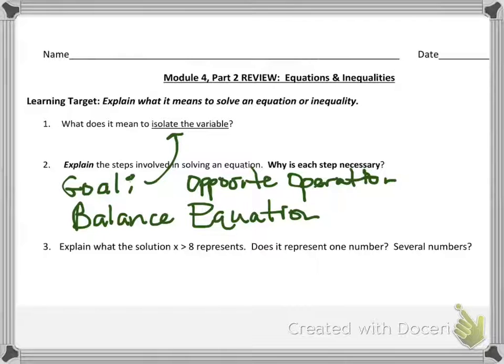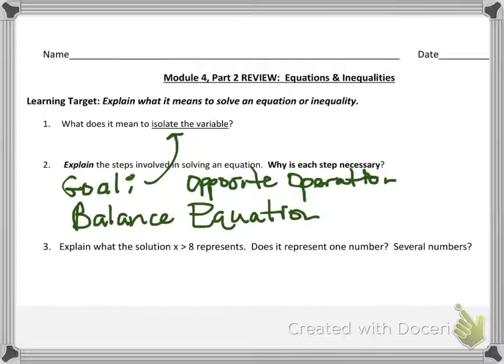All right, number 3, explain what the solution x is greater than 8 represents. Does it represent one number or several numbers? Well, x is greater than 8 means every number bigger than 8, including 8.000001 and so on. So any number greater than 8.